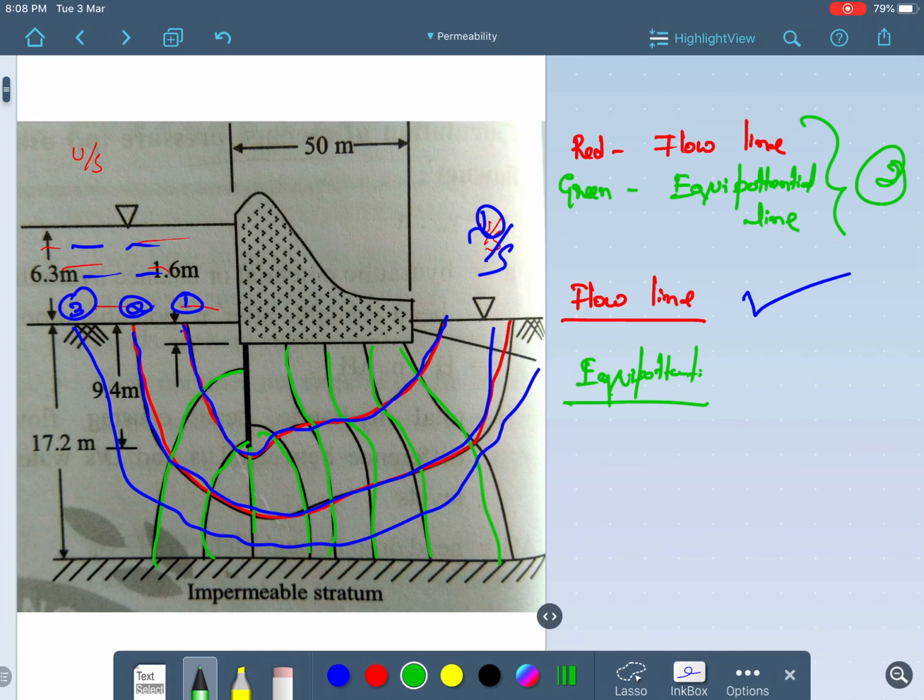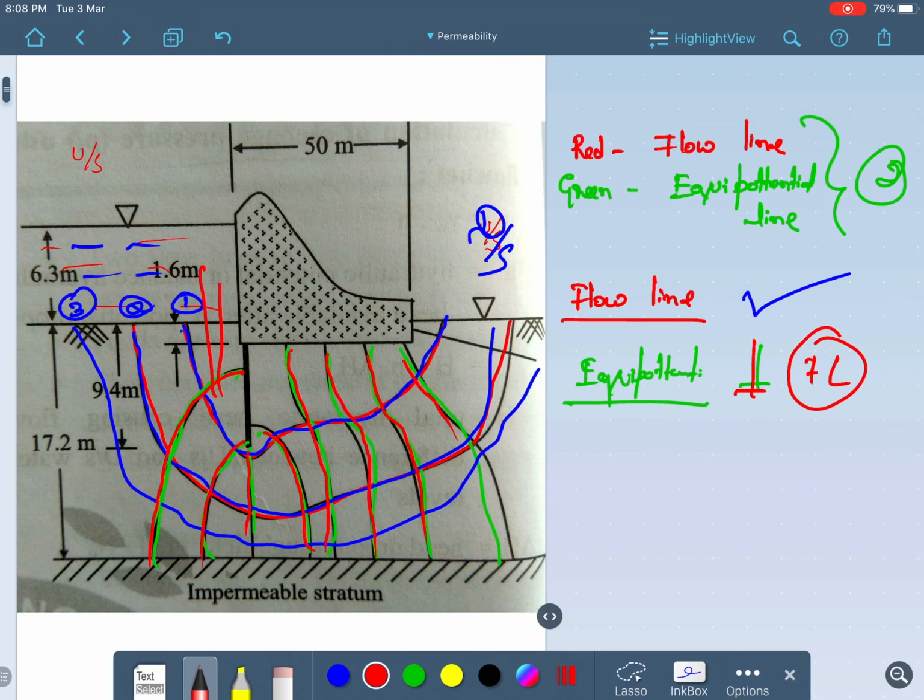An equipotential line is a line drawn perpendicular to the flow line, so that each equipotential line shows the same head. It means if you place a piezometer here and another on the same line, the rise in the head will be the same. So that is what the equipotential line is. Let us go through the concept. By considering the same potential head, we are going to draw the equipotential lines.